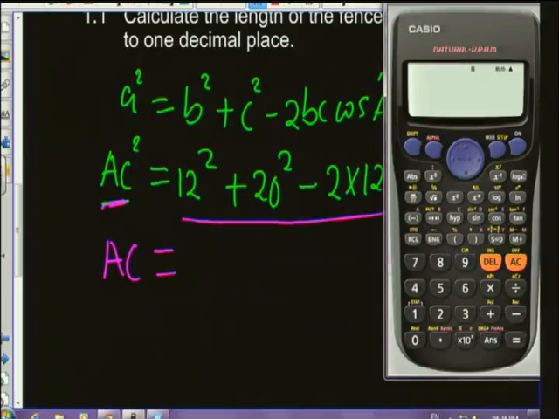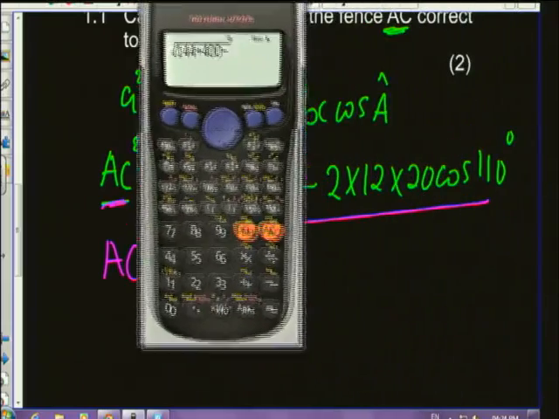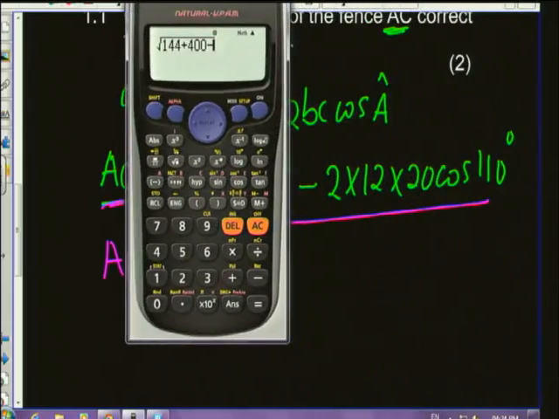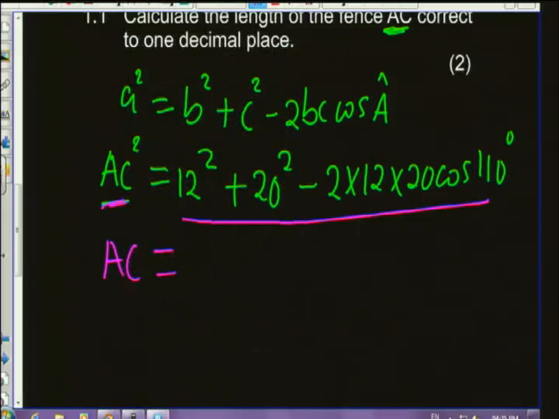So your calculator will read, we have 12 squared, which is 144, okay, plus 20 squared, 400, right, minus 24 by 20, right, and cos of 110, and that is 26,61. Okay?